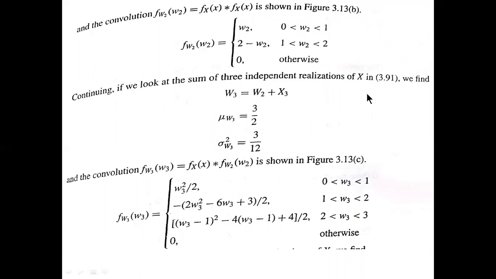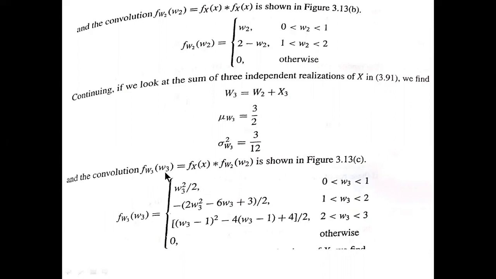Continuing in the same way, if we go for w3 equal to x1 plus x2 plus x3, that is w2 plus x3, then mu of w3 will be 3 by 2, and sigma squared of w3 is equal to 3 by 12, that is 1 by 4. So this is 1.5 and this is 0.25.